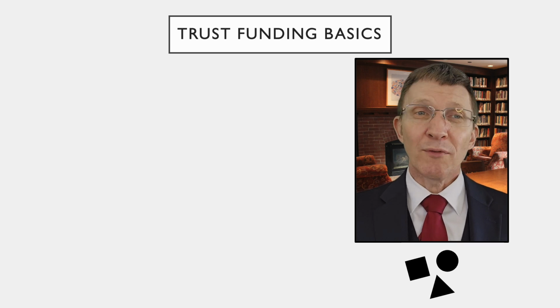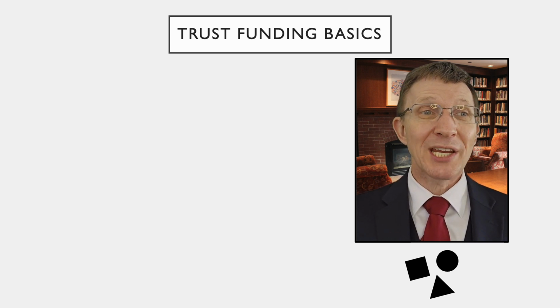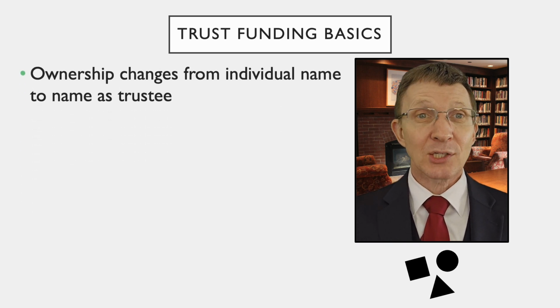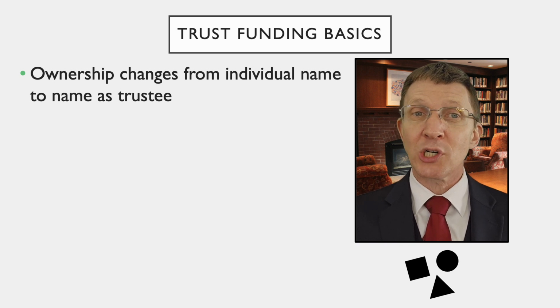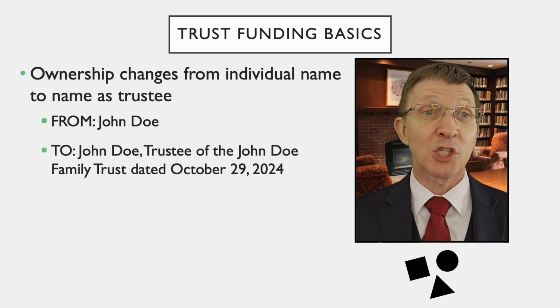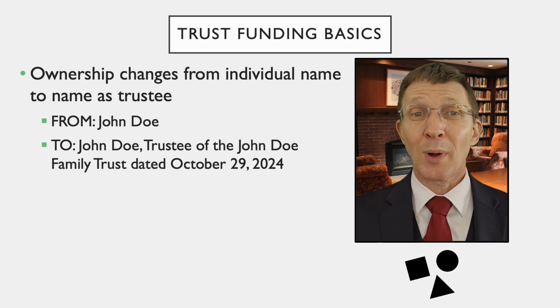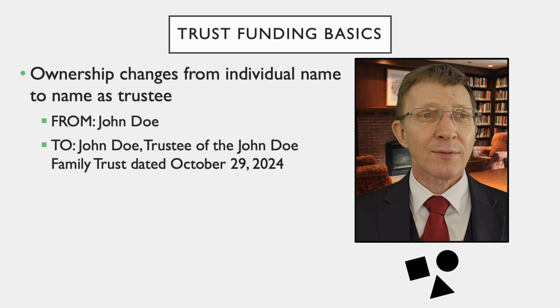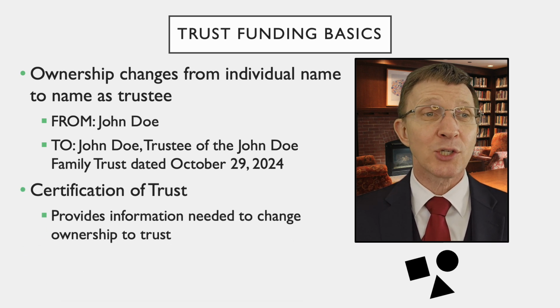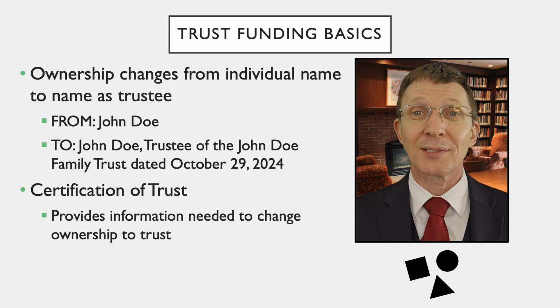Assuming you have a typical revocable living trust, you fund your trust by changing how you own your assets from your own name as an individual to your name as trustee of your trust. For example, John Doe will go to the bank and change ownership of his accounts from John Doe as an individual to John Doe as trustee of the John Doe Family Trust dated October 29, 2024. A certification of trust, which can be as short as 1 or 2 pages, provides the information needed to change your ownership of assets when funding your trust. Let's consider several types of assets and how they should be funded into a trust.